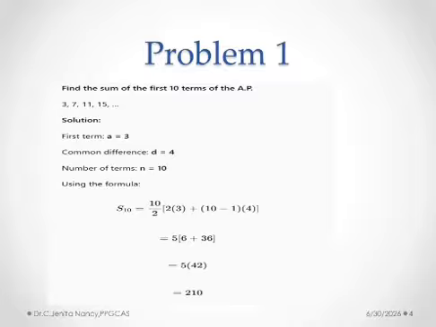Since the number of terms is given as 10, we are writing small n is equal to 10. Then we know the formula of the sum of the first n terms of the AP as Sn is equal to n by 2 into 2a plus n minus 1 into D. We are writing S10 is equal to 10 by 2 into 2 into 3 plus 10 minus 1 into 4, which is equal to 5 into 6 plus 36, which is equal to 5 into 42, that is equal to 210. Therefore, the sum of the first 10 terms of the AP is 210.